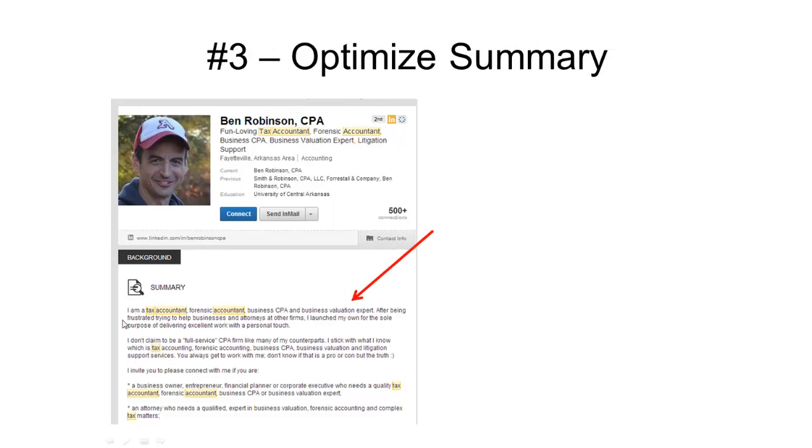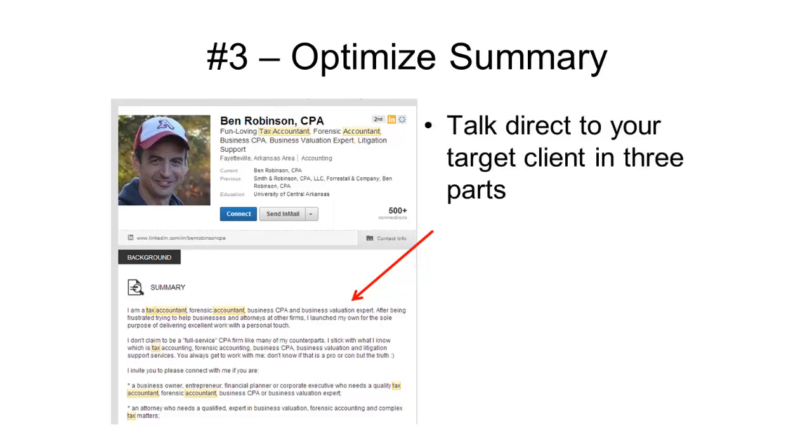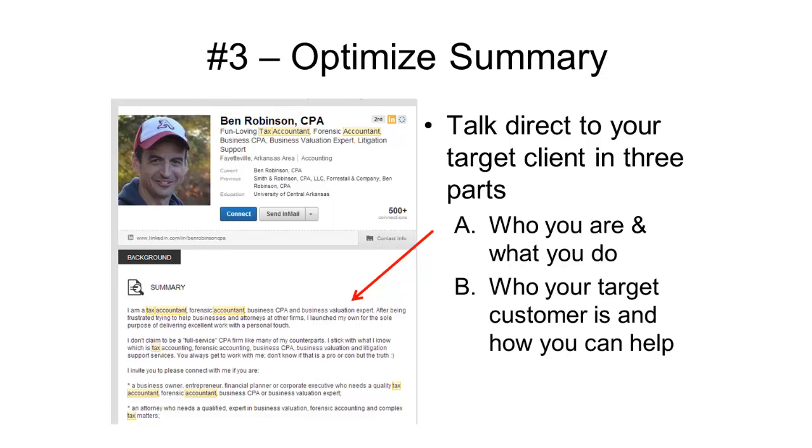Next, we're going to optimize the summary section of your LinkedIn profile. The summary section is your 15-second talk to someone as they come to your page. So it needs to have a little bit of time spent on it. You're going to talk directly to your client in 3 parts. The first part, you're going to say who you are and what you do. The second part says who is your target customer and how can you help. And the third is a reason to call you, all in 3 simple paragraphs.